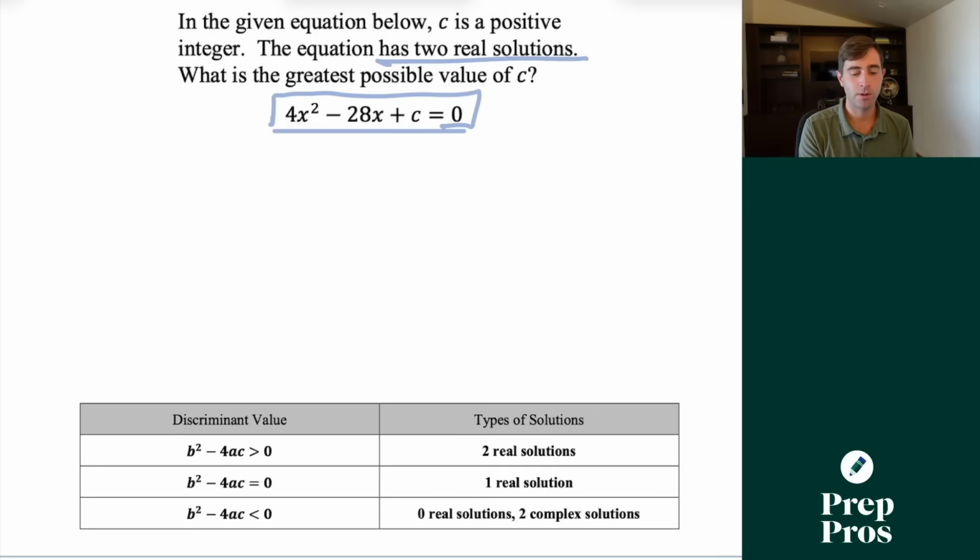But here, your discriminant is b squared minus 4ac. If we have two real solutions, the discriminant is greater than 0. If we have one real solution, it's equal to 0. And if we have no real solutions, it's going to be less than 0. You don't have to deal with complex numbers on the SAT.